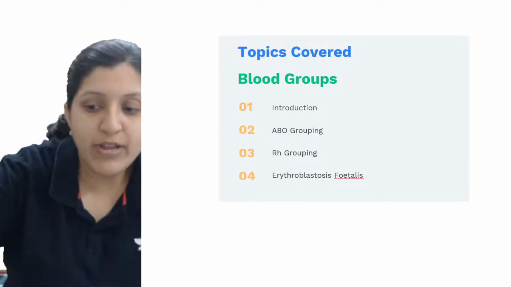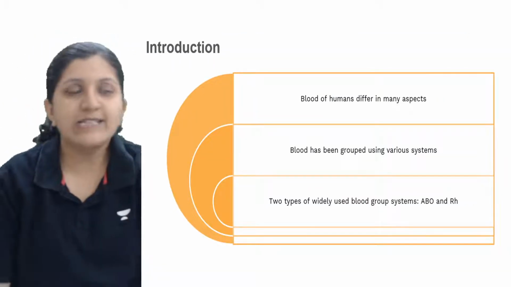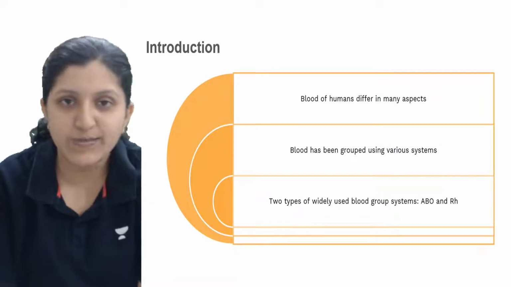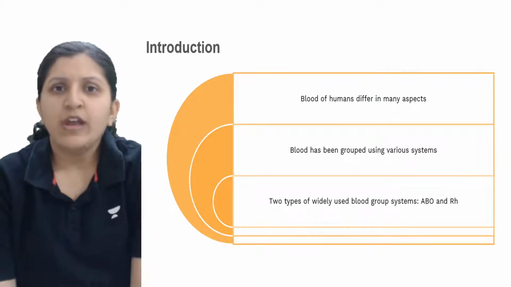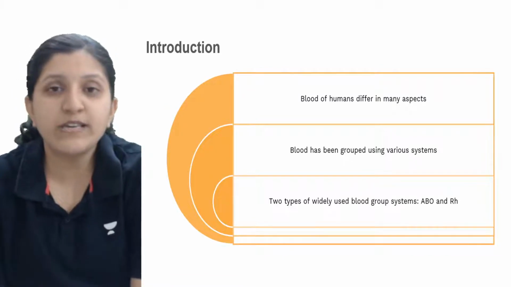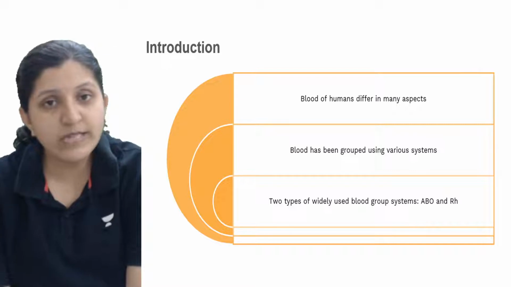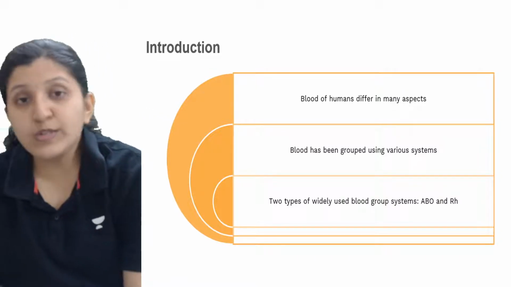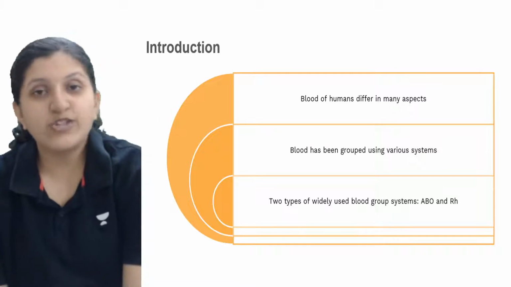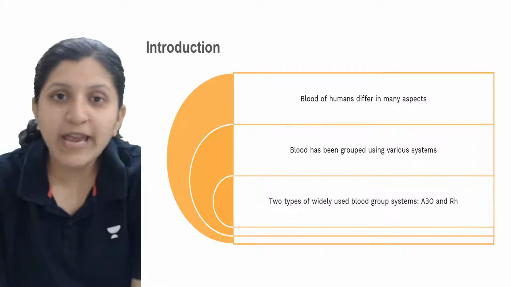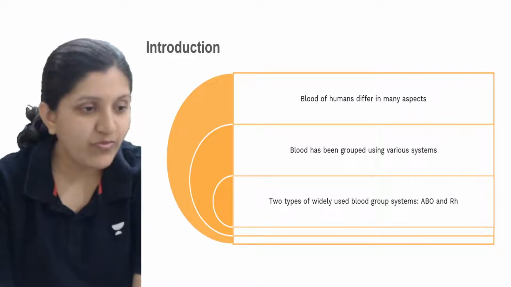So let's have a look at what exactly this blood grouping system is. You know the blood of humans differs in many aspects, right? You can see there is A positive blood, B positive, AB positive, O positive, then the negative category where the RH is not there, which we call negative. So there is A negative blood, B negative, AB negative and O negative, right?